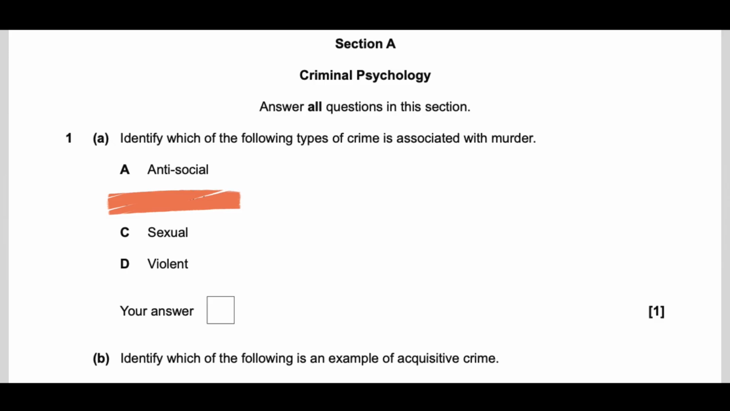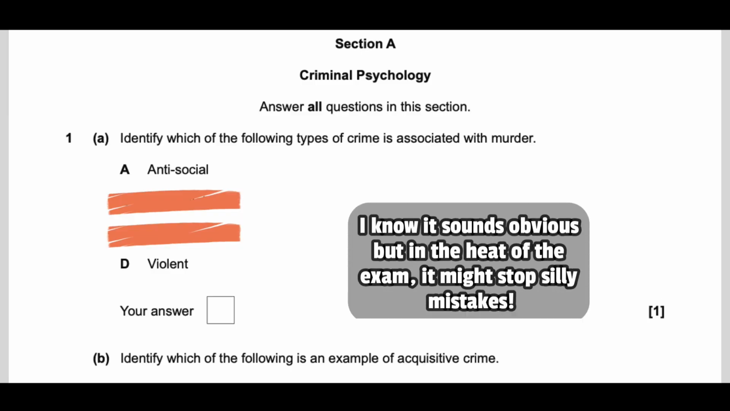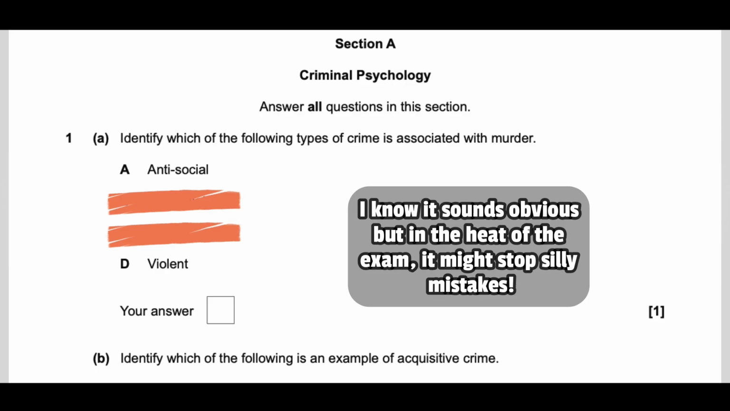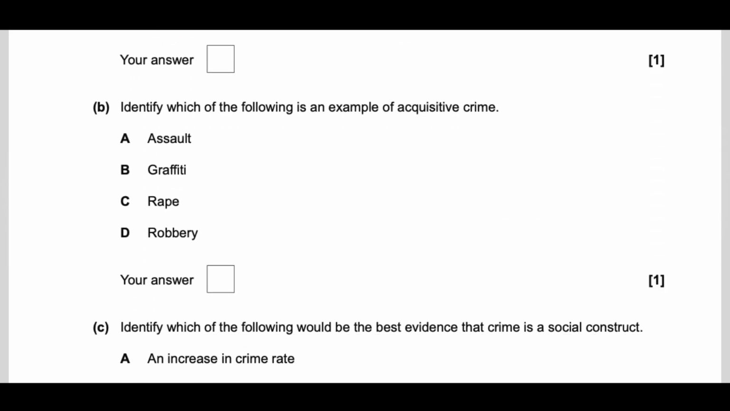Drug related crimes, they're not going to be murder. Let's cross that out. Let's do the same for C, sexual crimes. Again, we don't think that's going to be associated with murder. And let's say we're a little bit unsure whether it's A or D. By crossing out answers that we know are wrong, we're giving ourselves a 50% chance of at least getting the answer right. And obviously, hopefully, once we see violent or antisocial, even if we're a bit unsure, we'll hopefully lean towards violent and get ourselves the mark there. Now for B, an acquisitive crime is anything where you gain something. I would go for robbery for that one as the right answer.